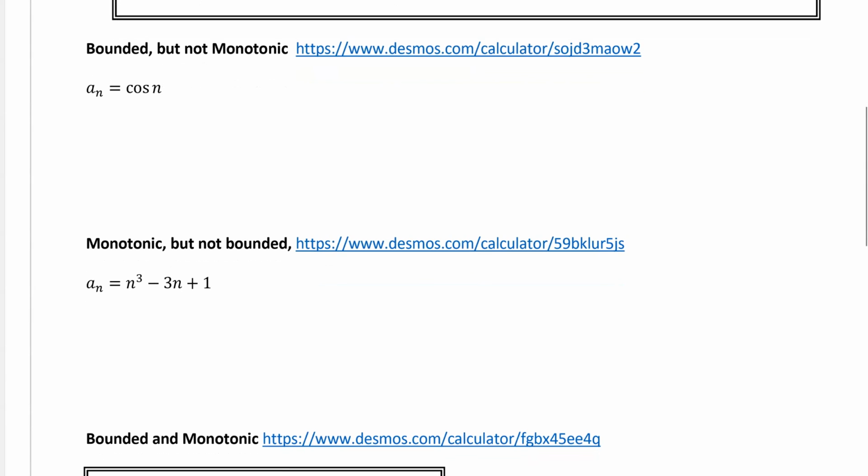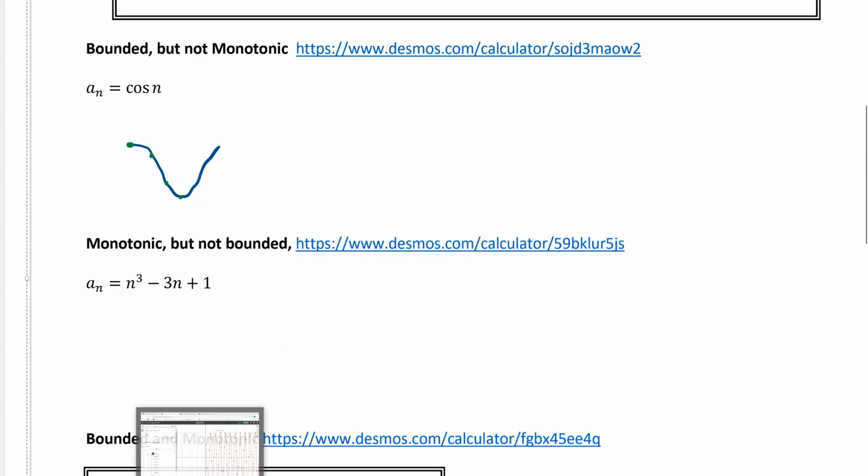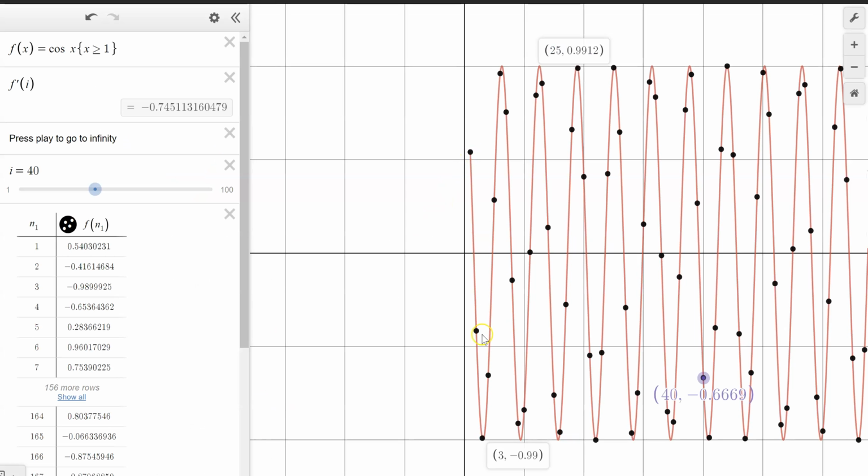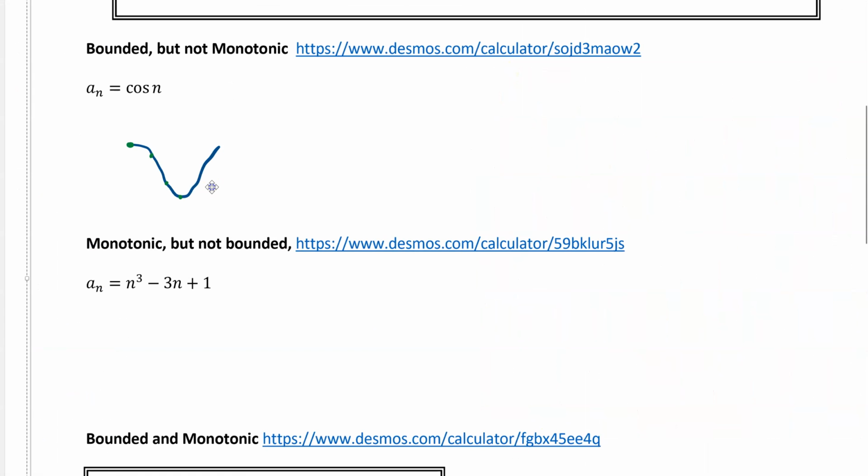How about one that's bounded but not monotonic? Think of cosine: it starts at 1 and does that nice little curve. As we place little dots on here, those are our terms. So that's term 1, term 2, term 3, term 4, and you can go through all of them, there's term 8. But you can see it's decreasing and increasing, which means it is not monotonic. This is not monotonic, but it is bounded.